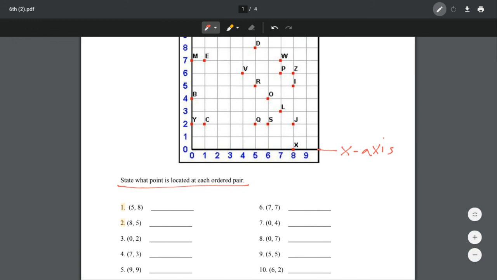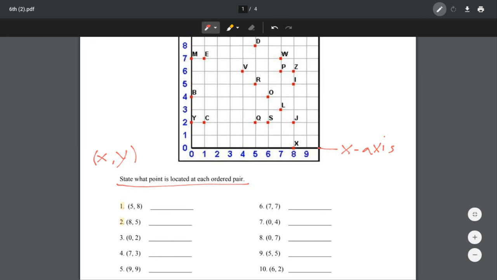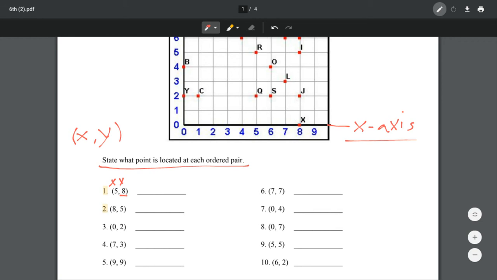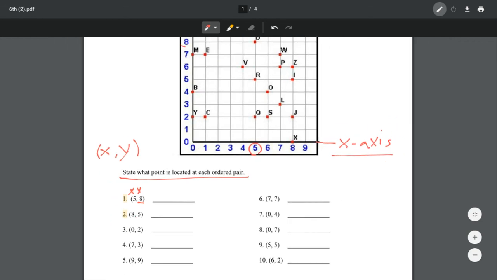Let's look at number 1. We see a coordinate 5, 8. A point in a coordinate plane is named by its ordered pair of the form x, y. So what does that mean? For our x, we have 5, and for our y, we have 8. On our x-axis, here's 5. On our y-axis, here's 8.